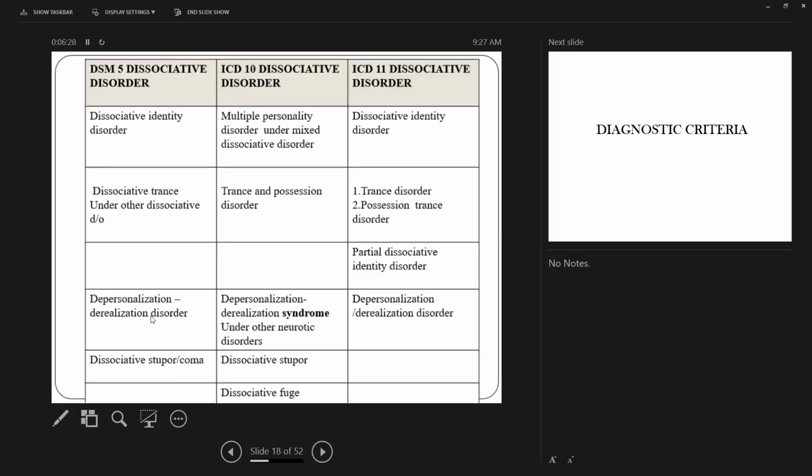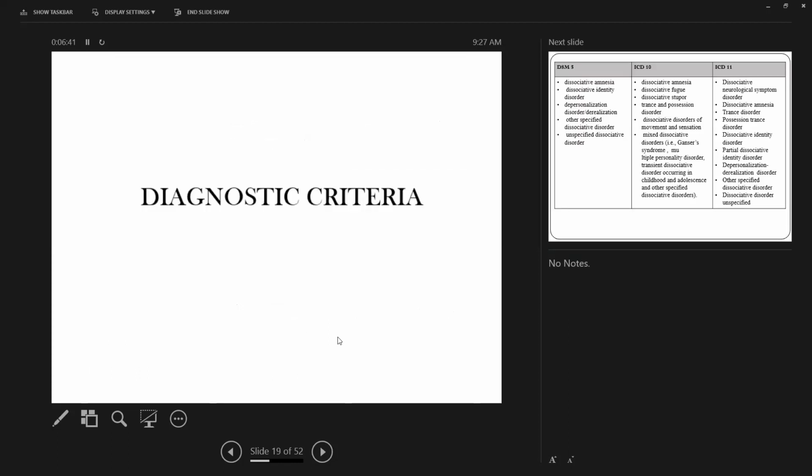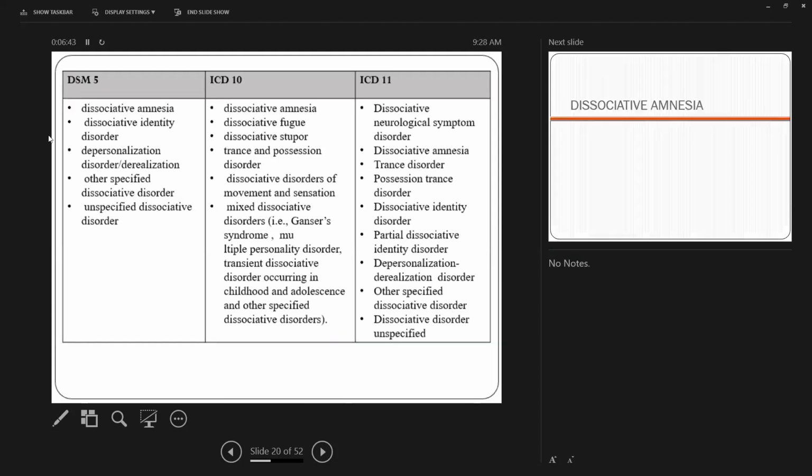Then in DSM-5, it is depersonalization derealization disorder. In ICD-10, it is depersonalization derealization syndrome, which is classified under neurotic disorders. And in ICD-11, it is depersonalization derealization disorder. Now, the diagnostic criteria. These are the classifications under DSM-5, ICD-10, and ICD-11.